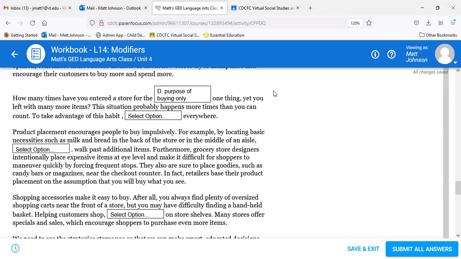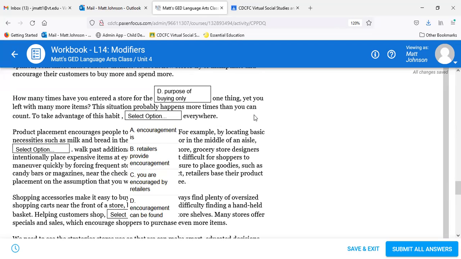To take advantage of this habit, Tracy. To take advantage of this habit, encouragement everywhere. Retailers provide encouragement everywhere. You are encouraged by retailers. Encouragement can be found everywhere. B. B, right. So our subject here is the retailer and the action that they're making you do.